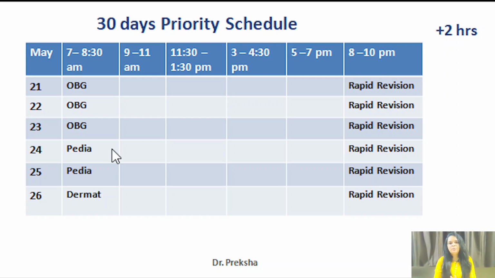Now this is the most important part, and that is the 30 days priority schedule. For 21 to 23, you will revise gynec, 24 and 25 pedia, 26 dermatology, and always remember in the night you will do rapid revision. Plus you will have 2 hours after 10 pm that I have kept empty. This schedule I have made from 7 to 10 pm. Suppose you are sleeping at 12, then you have an extra 2 hours here, and in this time whatever topic is left you can revise again.